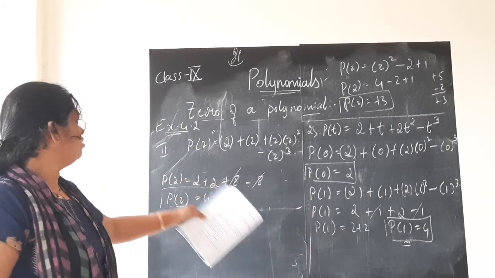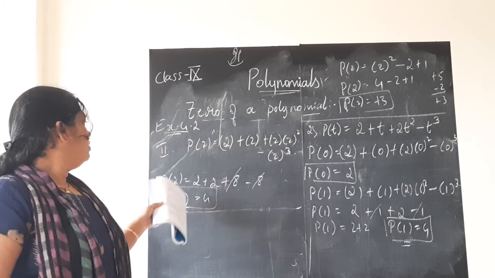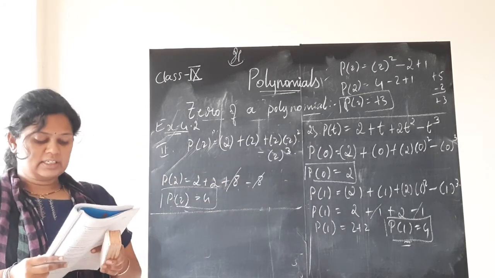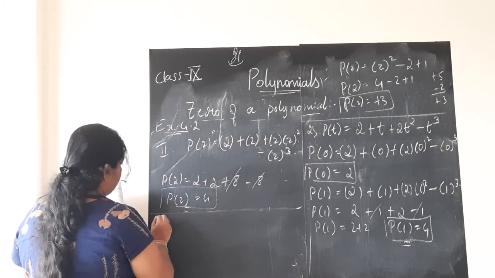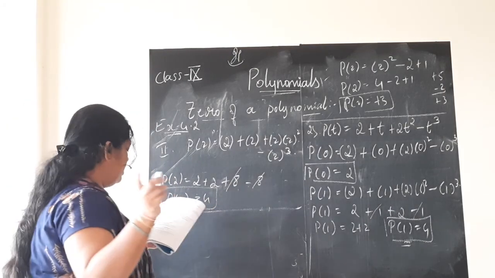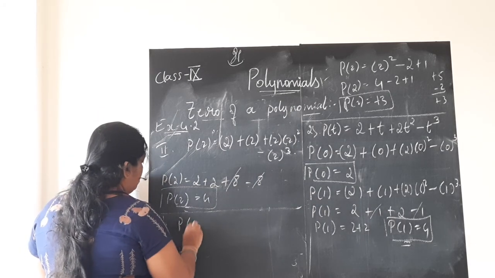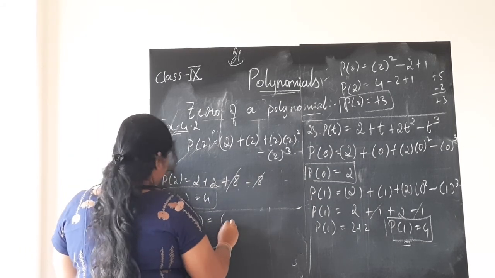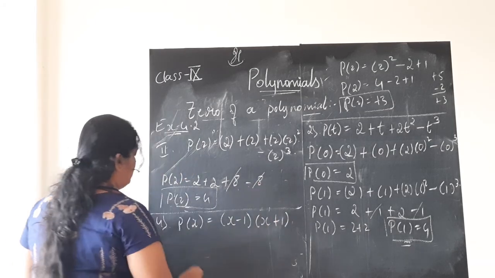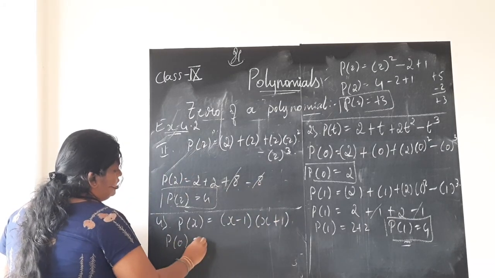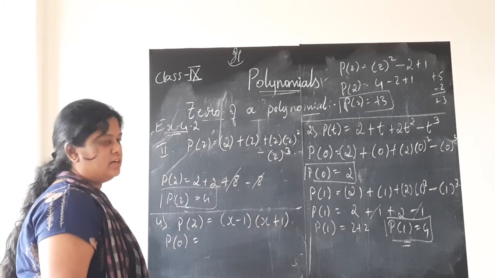P of 0, P of 1 and P of 2. Please substitute the terms always in the bracket. Third one, as I said, I want you to do it. Fourth one, I will do it for you. P of x is equal to x minus 1 into x plus 1. Very easy. First we need to find out P of 0 as usual.